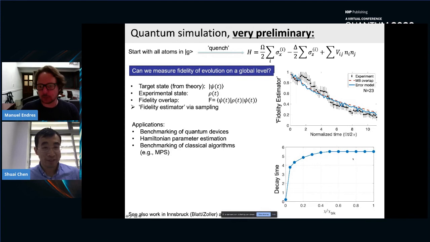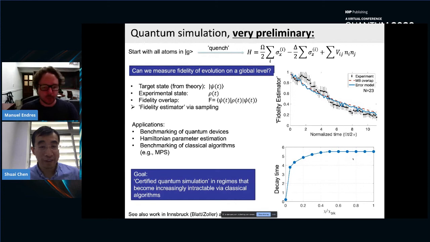Okay, so that's interesting. And for me, really, the goal is to do certified quantum simulations in regimes that become increasingly intractable via classical algorithms, really directly compared to the algorithms on a global level, and make statements about how far away we are from really outperforming these algorithms systematically. So that's really where we want to go.